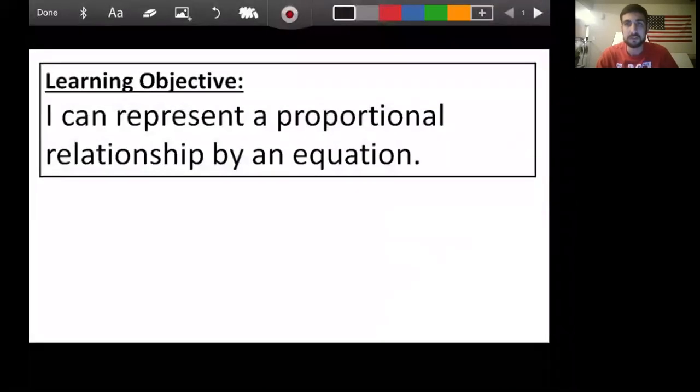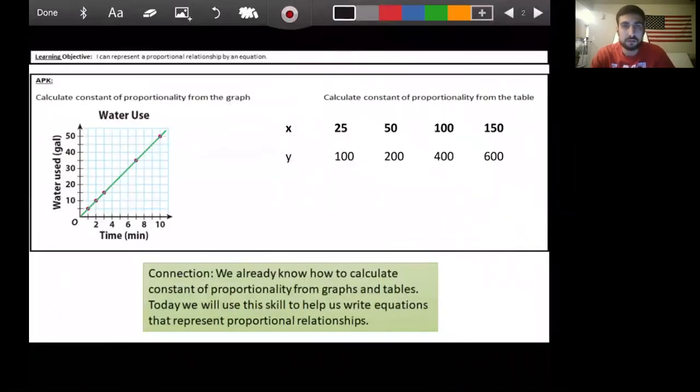All right, so today we are going to represent a proportional relationship by an equation. So thinking back to this, first we're going to need to find our constant of proportionality. So go ahead and take a couple seconds, pause your video, work these out.